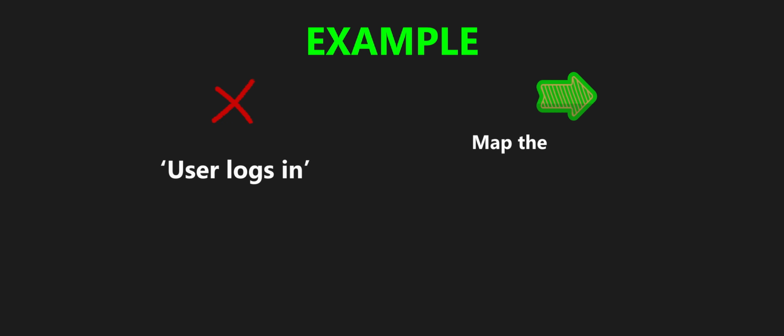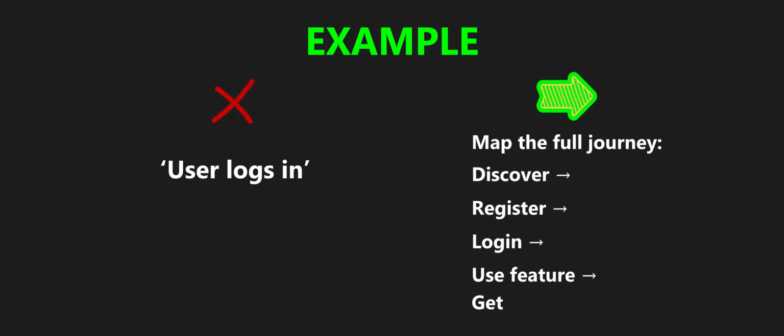Instead of mapping just one story like "user logs in," map the full journey. How they discover, how they register, how they log in, and how they use features. This helps teams build what matters first.